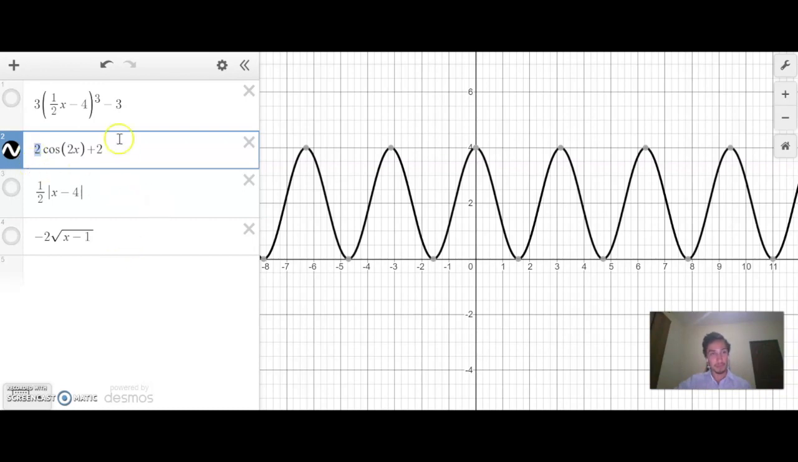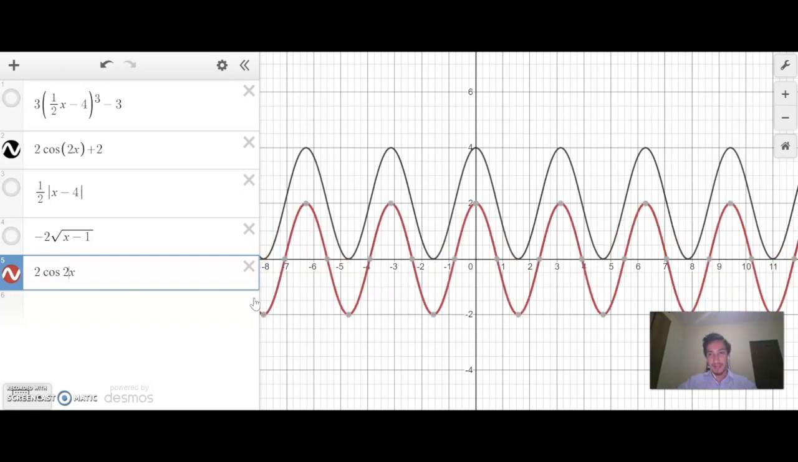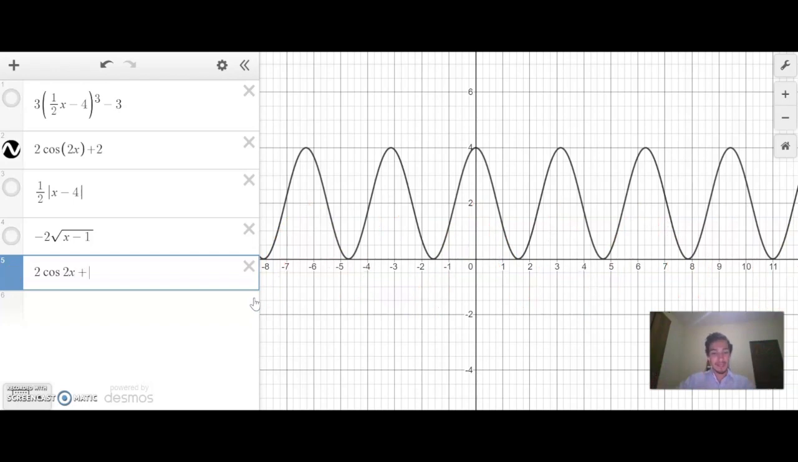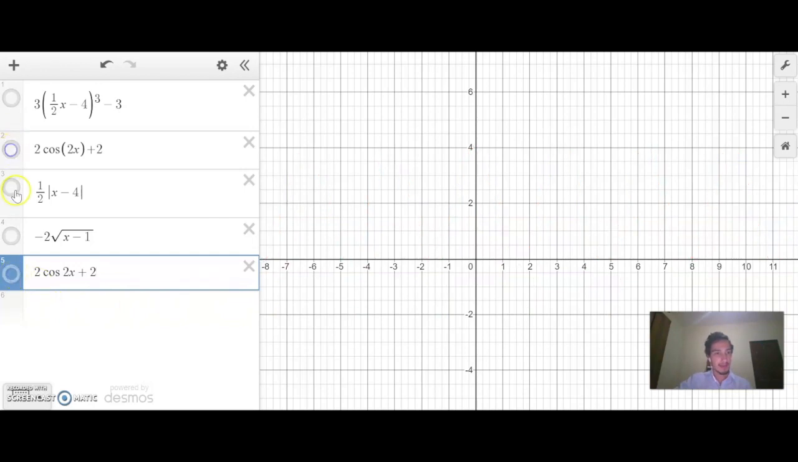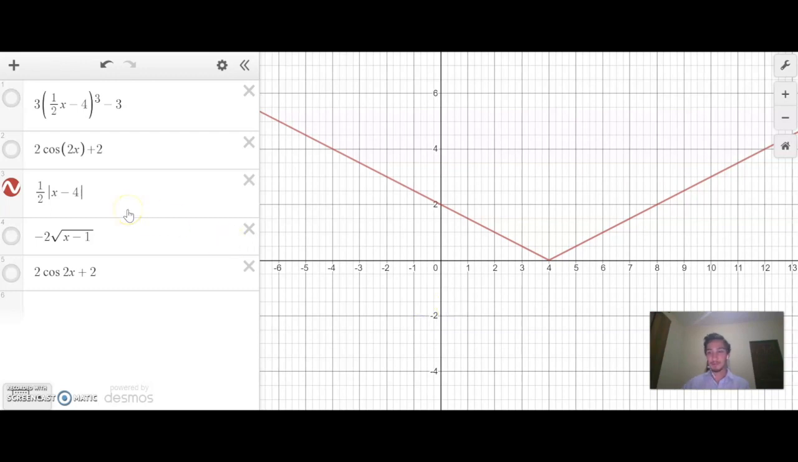So we can actually apply these transformations real time. So we have cosine of x. So now we have 2 cosine of 2x, or 2 cosine of x. Now if we add that 2, we'll see that it actually compresses by a factor of 2, and now we can add 2 and it'll shift up. So just like that. Then we have 1/2 x minus 4. So this is just the absolute value function. We shift it to the right by 4 units, and then we compress it vertically by 1/2. So that's all that's going on there.